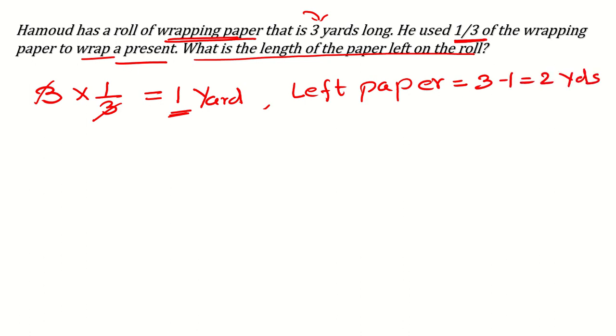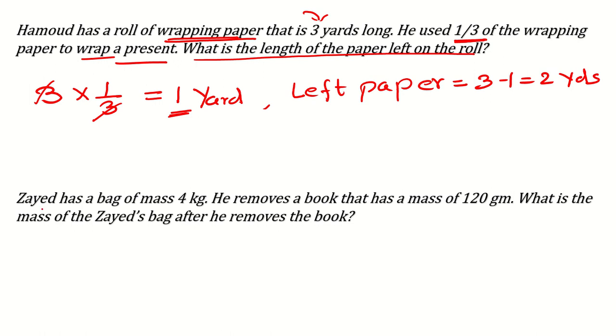Okay, now next will be: Zayed has a bag of mass 4 kilogram. This is the total mass. Now he removes a book that has a mass of 120 gram. What is the mass of Zayed's bag after he removes the book?